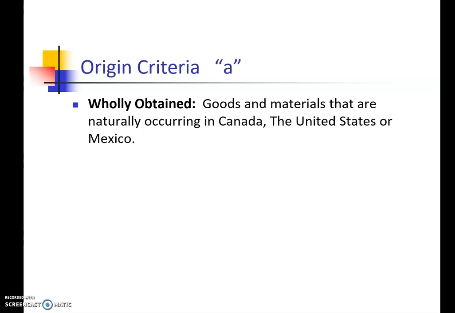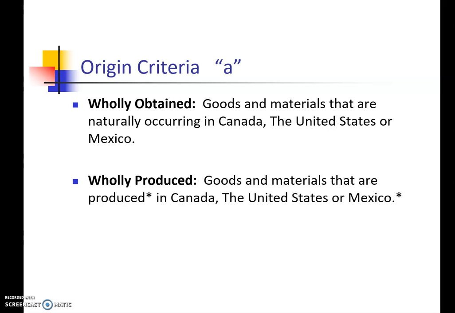Wholly obtained means the goods and materials that are naturally occurring in Canada, the United States, and Mexico. And when I mean naturally occurring, that means grown, mined, harvested, something that's natural, that originates out of the ground in Canada, the United States, or Mexico. Okay. Wholly produced means goods or materials that are produced in Canada, the United States, or Mexico. Okay. So they're produced, they're made. So produced means manufactured, assembled, etc.